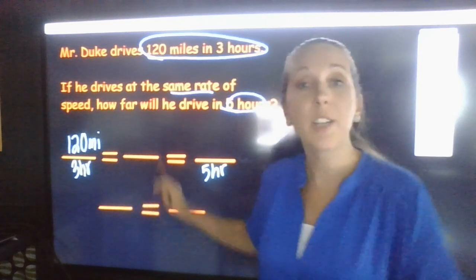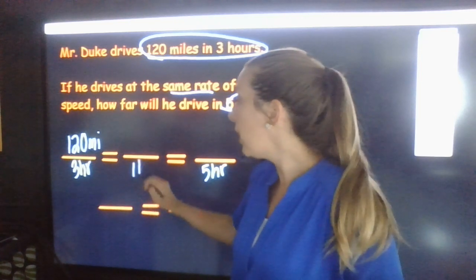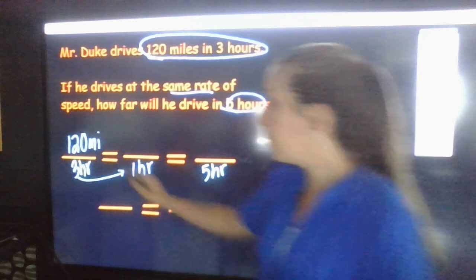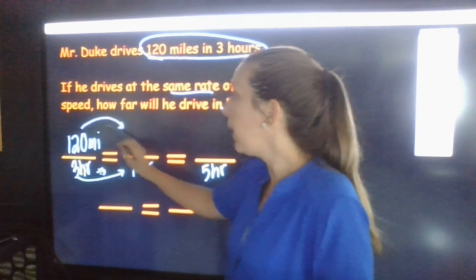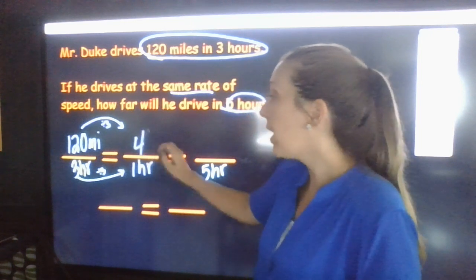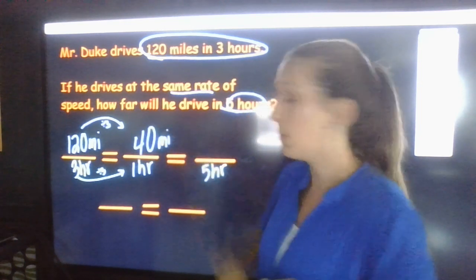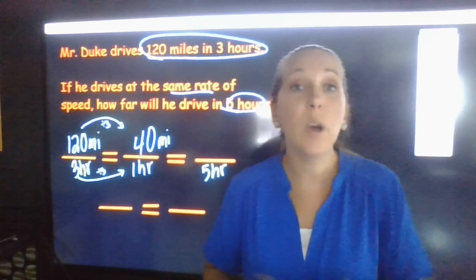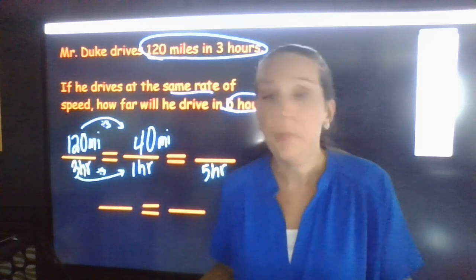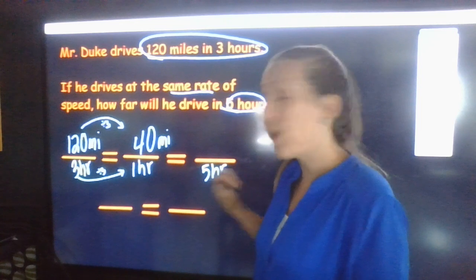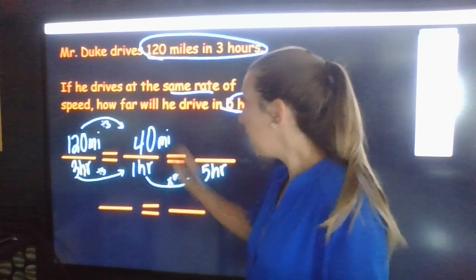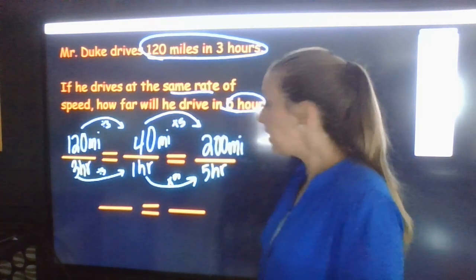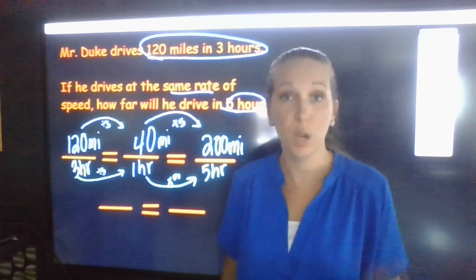Here, we're going to use this section for our unit rate. So we're going to figure out how far he can go in 1 hour. Now, that's going to be 3 divided by 3 is 1. So 120 divided by 3 is going to give us 40. So in 1 hour, he can go 40 miles. Now we can take our unit rate, and from a unit rate, you can go anywhere you want to because you can say 1 times any number you want to get where you need to go. So 1 times 5 is 5. And then 40 times 5 is going to give us 200 miles. So if he's given 5 hours, he can go a total of 200 miles.